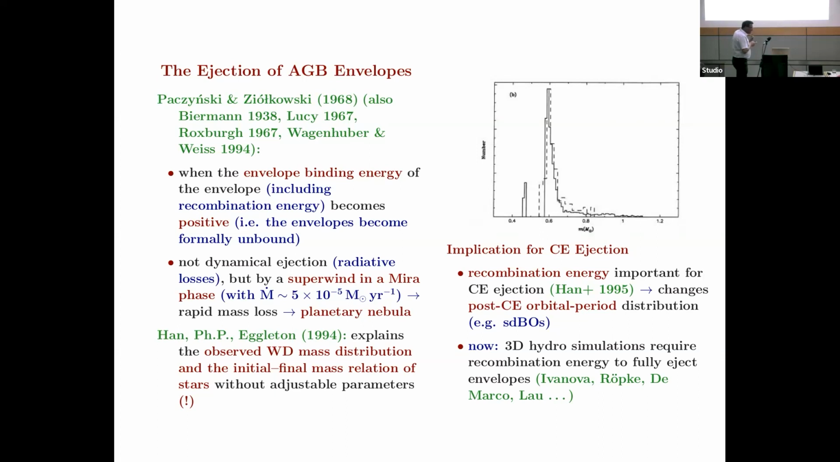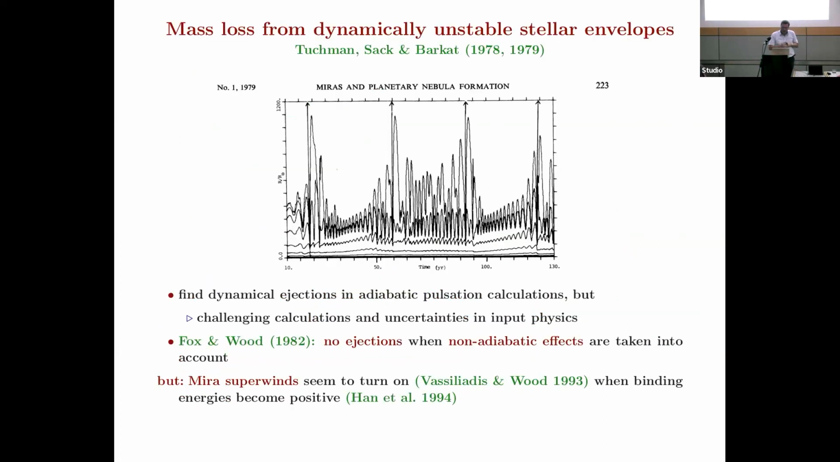Now, things are a bit more complicated. And I'll come back to them now. We don't really expect that the envelope is just lost in one go, but this is probably the phase when these super winds I mentioned earlier actually start. The first detailed calculations trying to show this were in the late 70s. Do I need to blow it up, or can you see the scaling? This was by Tuchman and Barkat.